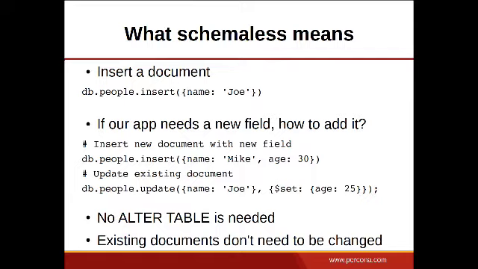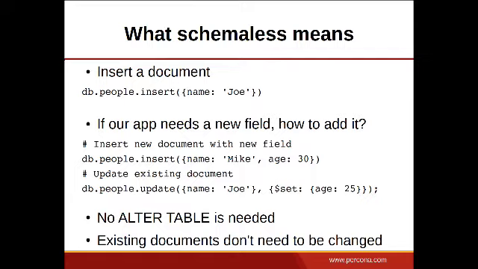We will insert a document. This is a very simple document, only one field, name, and we have a value. Now, we have an application that will use this collection, with the data with a single field, and we want to change our app to add a new field. So how do we add a new field in the database?